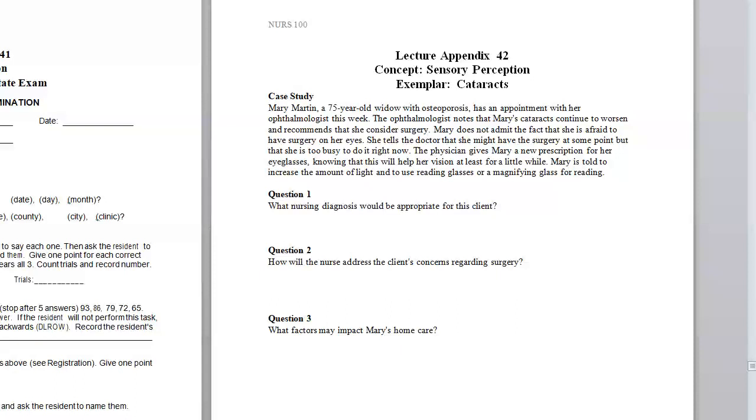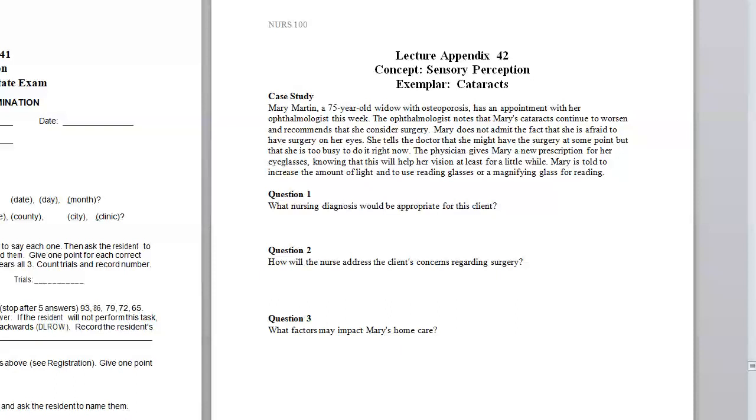Question 2, how will the nurse address the client's concerns regarding surgery? I think that's just what I began to talk about. I think it's necessary that we sit down with Mary and explain exactly what the procedure entails, what kind of anesthesia is needed, whether there is going to be pain with it, and what is going to be involved with the post-surgery care. I think once we do that, we may give her a little bit more information that makes her somewhat more comfortable in having the procedure.